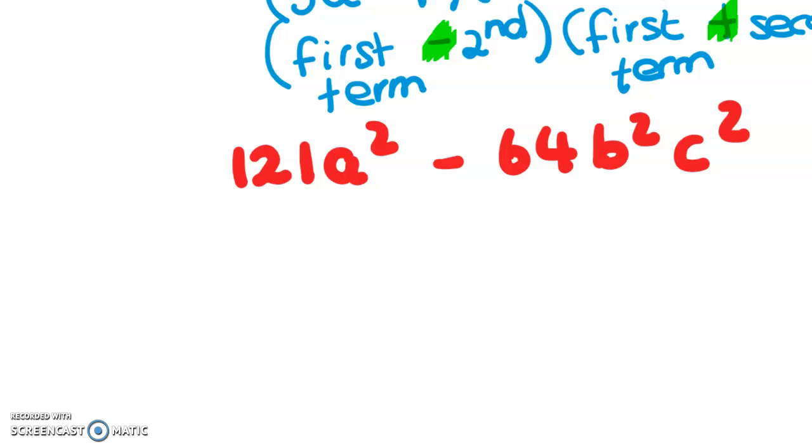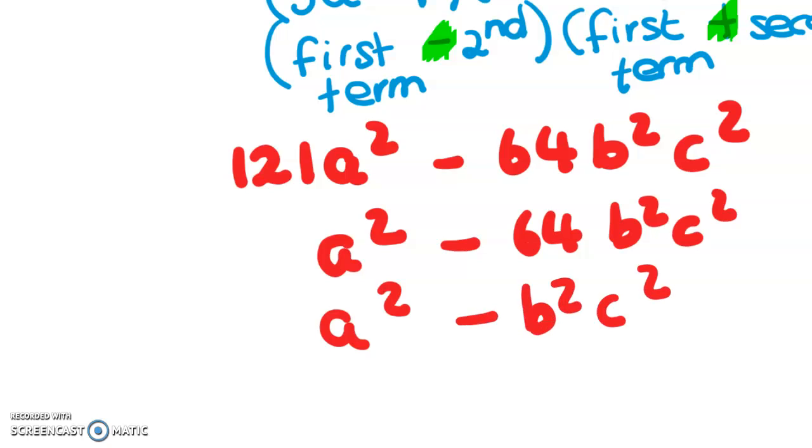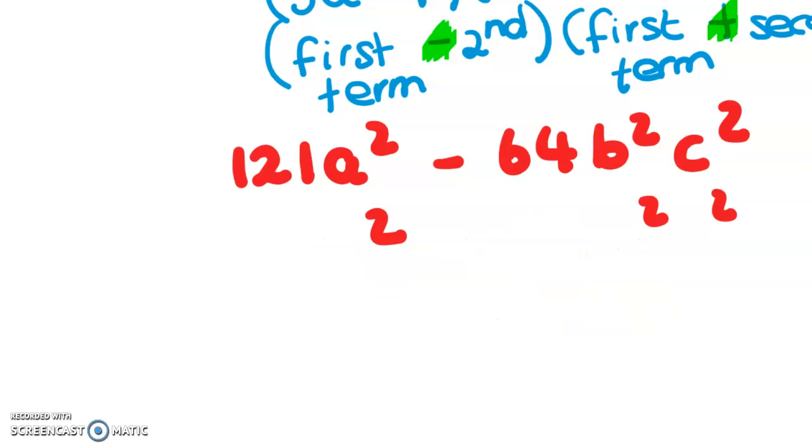By the way, lads, if 121 wasn't there, so for example, let's say it was a squared minus 64b squared c squared, you could still do the same method above. Or if it was a squared minus b squared c squared, you could also do the same method above. Okay, so it depends on the question.